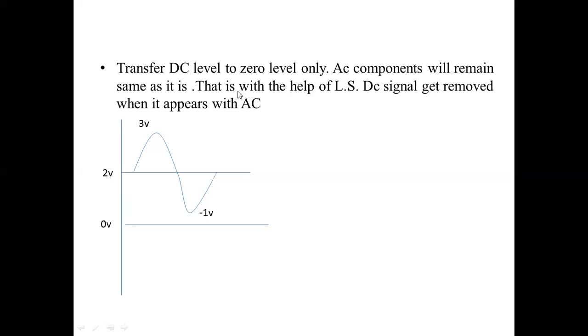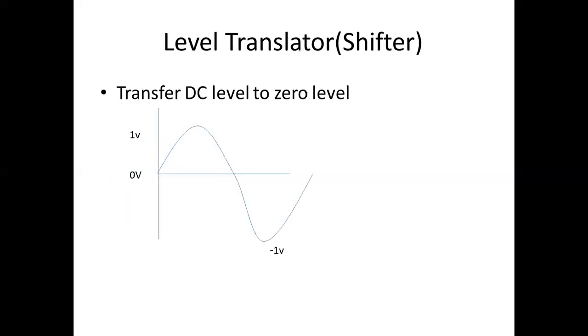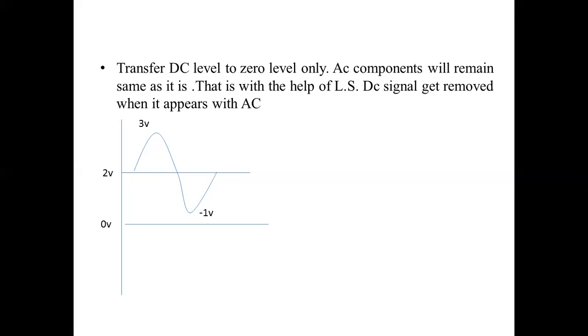Now with the help of this level shifting, the unwanted DC level that appears along with the AC has to be removed. So this is the main purpose why we require level shifting. Do you get it? So this is an ideal condition. If due to any circumstances this DC level is shifted, then we will get a different output when it appears with the AC. So in that situation, to avoid this difference, we require level shifting circuits.